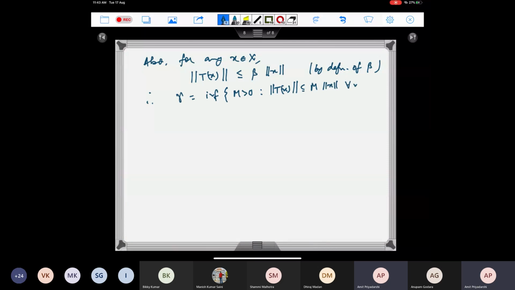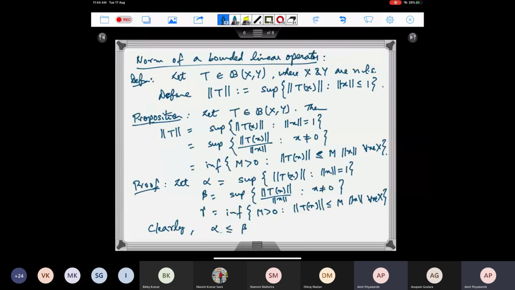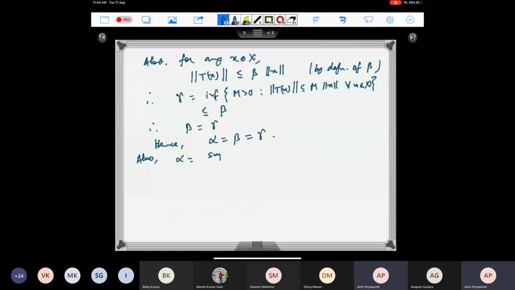Now we want to see that they are equal to norm of T. So what was norm T? Norm T was defined to be the supremum of norm Tx, where norm x is less than equal to 1. So alpha is equal to the supremum of norm Tx for norm x equal to 1. This is obviously less than equal to the supremum of norm Tx for norm x less than equal to 1, and this is same as norm of T. So alpha is less than equal to norm T.